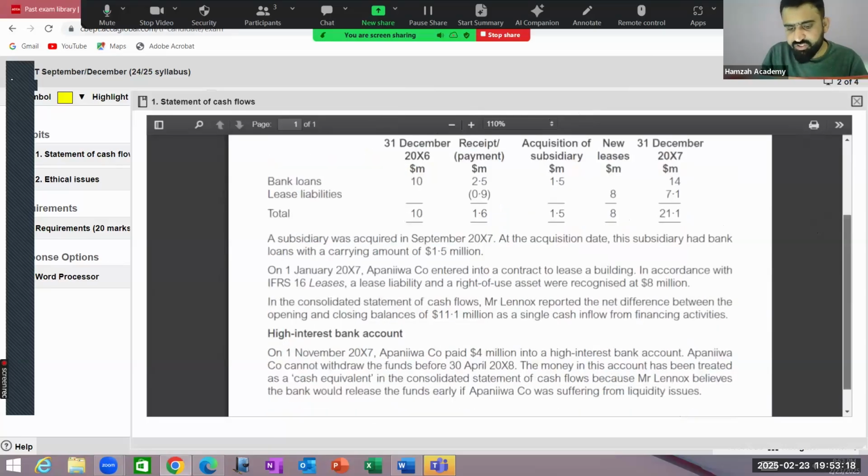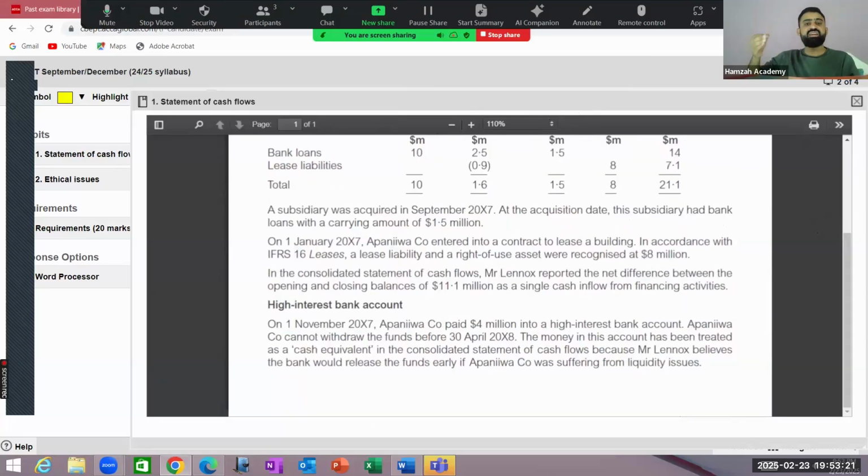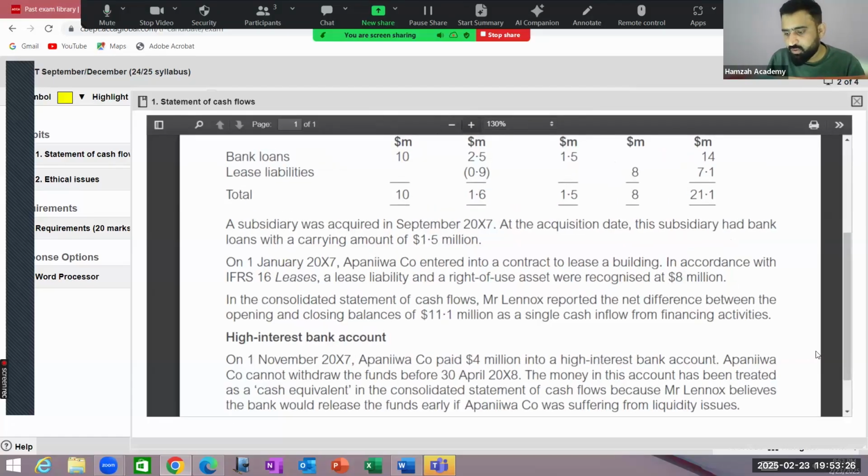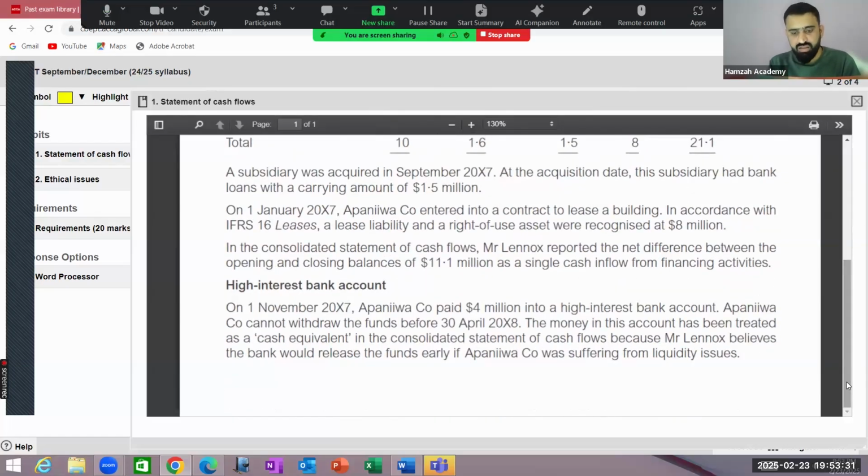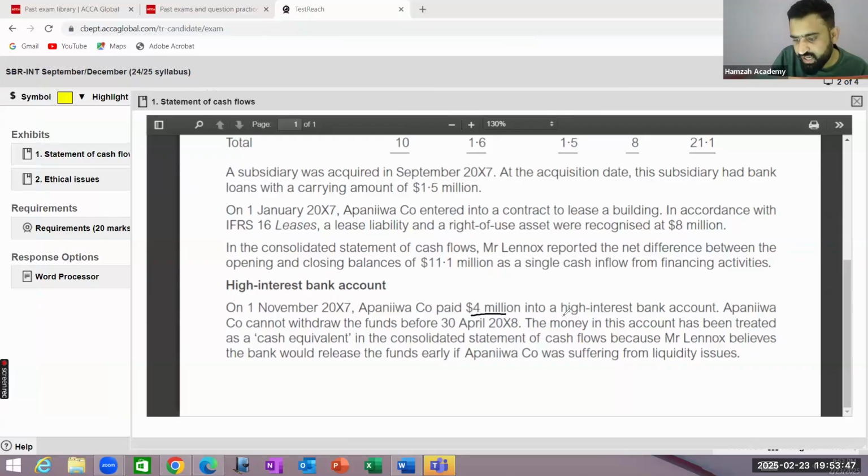The second part of this requirement was relating to the high interest bank account. Look at here. On 1 November X7, a company paid 4 million into a high interest bank account. Paid into, I think that means a deposit. They have deposited 4 million in a high interest bank account. The company cannot withdraw funds before 30 April X8.